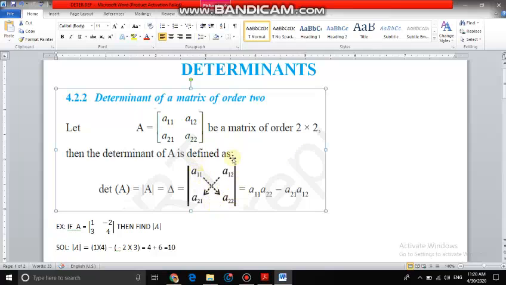The elements will be multiplied diagonally. If it is a 2 by 2 matrix, elements will be multiplied diagonally, and then both the multiplications will be subtracted, like A11 into A22 minus A12 into A21. Here the diagonal elements A11, A22 will be multiplied, then subtracted, minus the other diagonal elements multiplied. So whatever number you get after the first multiplication will be subtracted with this number.